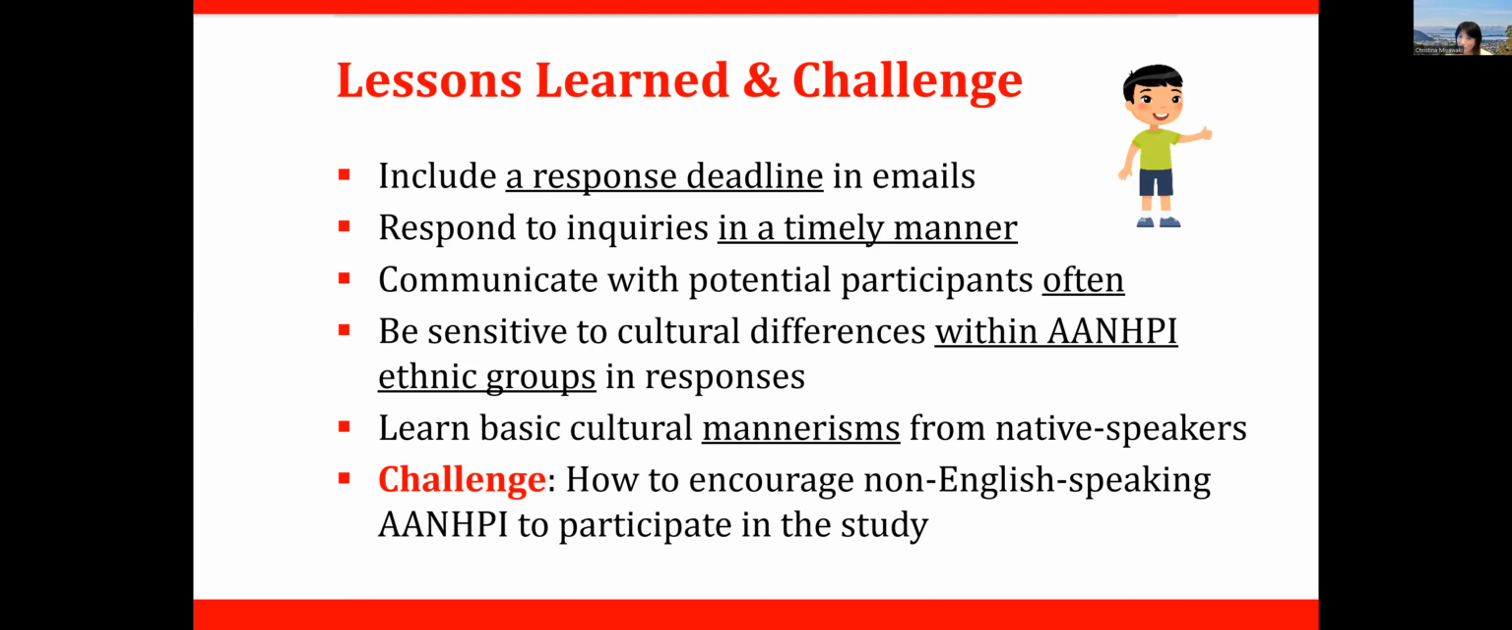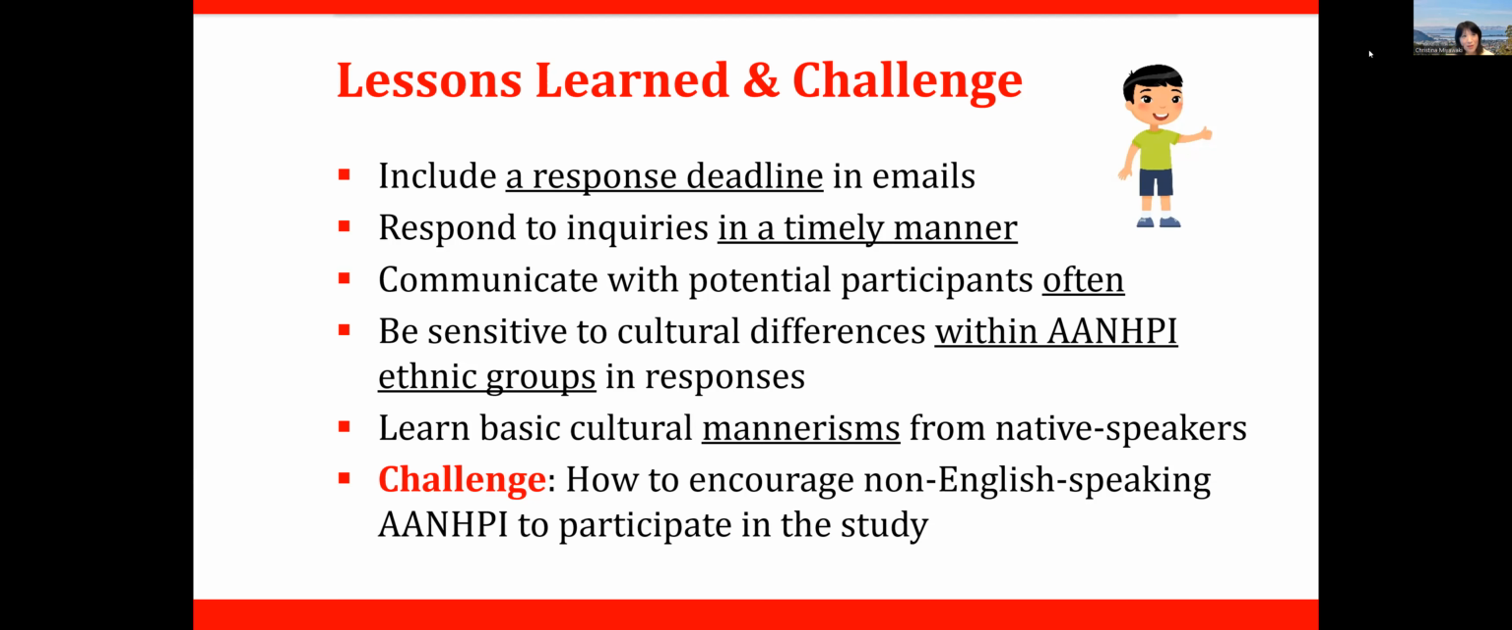But sometimes we have to be very careful and sensitive to cultural differences, even within AA and NHPI ethnic groups. There were times we contacted a native speaker of that particular ethnic group, and we learned basic cultural mannerisms. One thing we learned is that Care Registrants who are English speaking may be second generation, so they may be familiar with participating in a study, as representatives of AA and NHPI. That's a concept they may know.